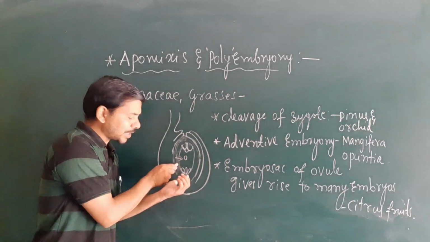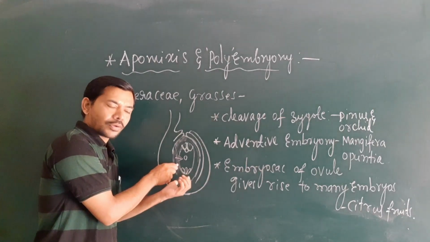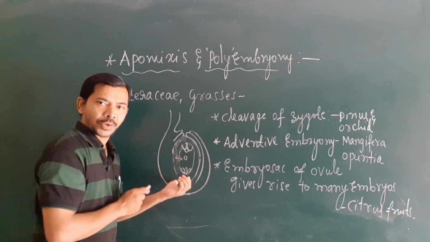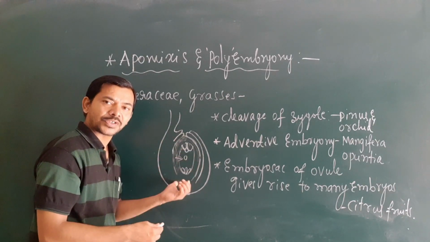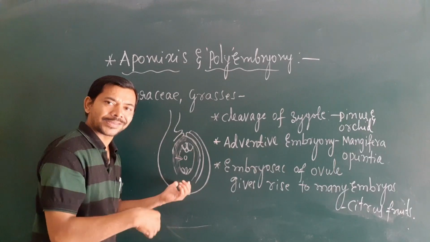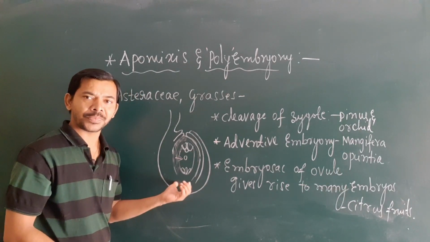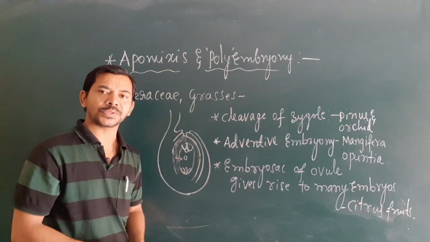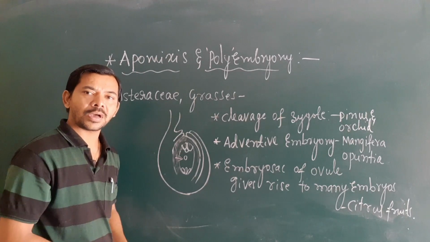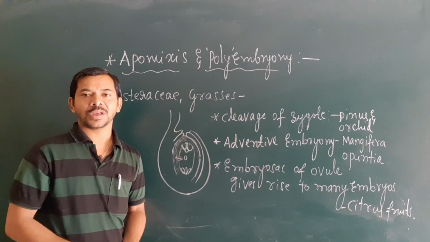The nucellus forms embryos that are protruding into this embryo. That is what we call the presence or occurrence of more than one embryo in a seed, the polyembryony condition. This is the best example. In most citrus fruits we see polyembryony conditions.